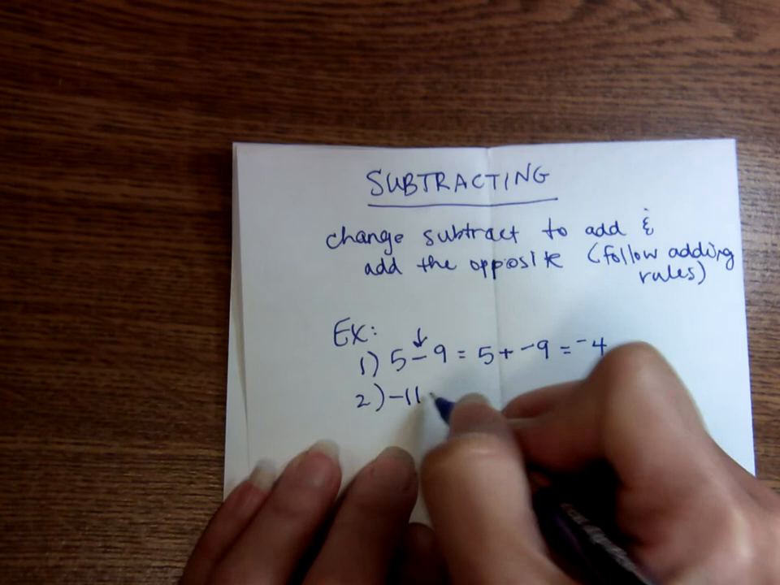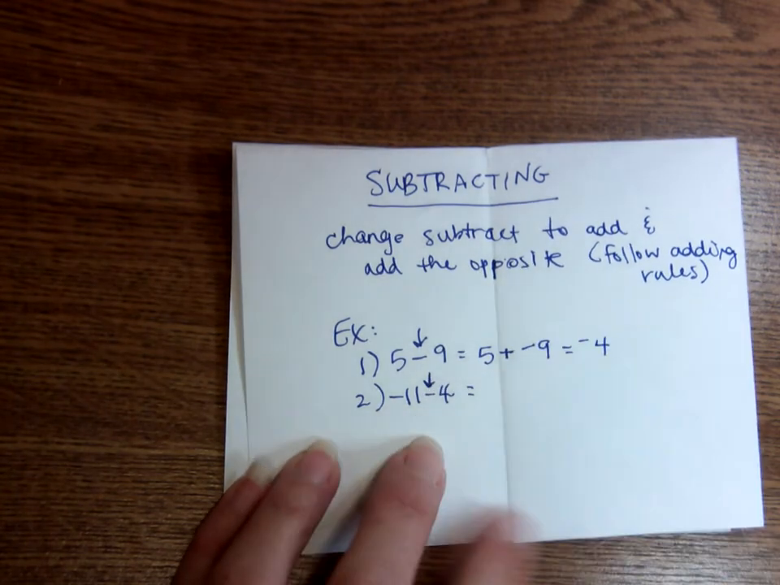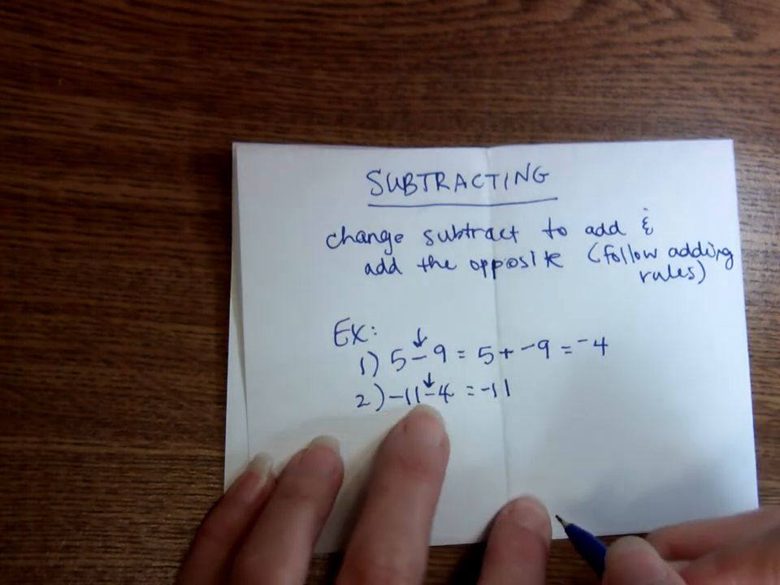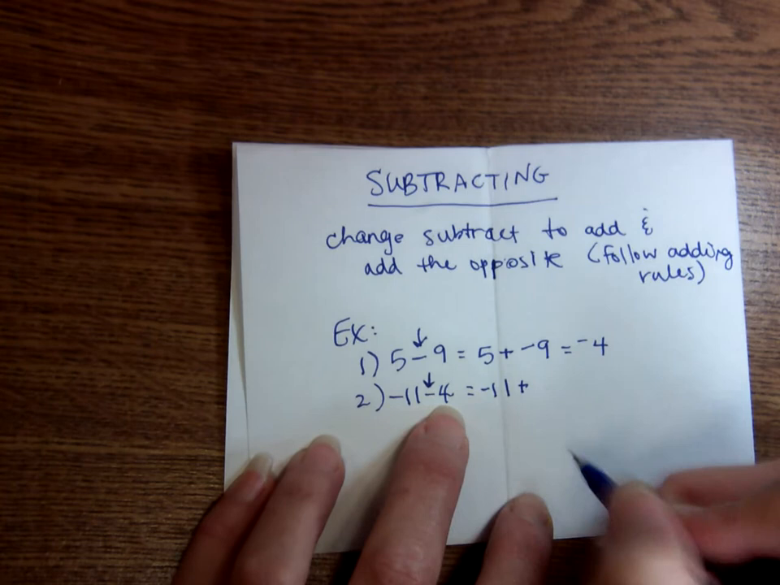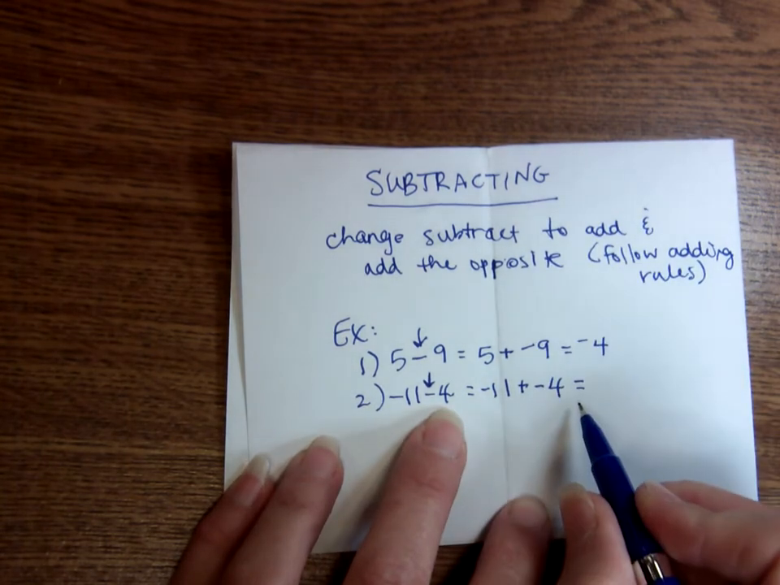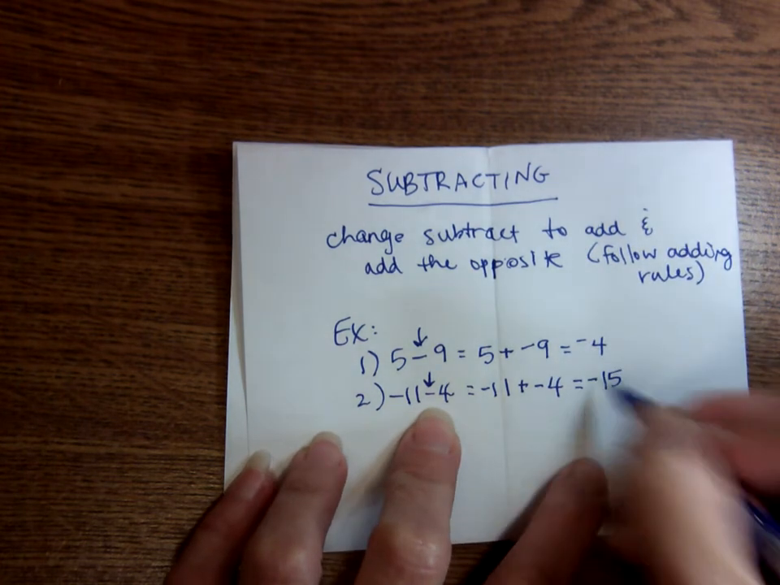Negative 11 minus 4. Again, this is a subtraction problem, so we're going to write down the negative 11. That does not change. The minus turns to a plus, and the 4 turns to a negative 4. These are the same signs, so we're going to add the numbers, 15, and keep the sign of negative.